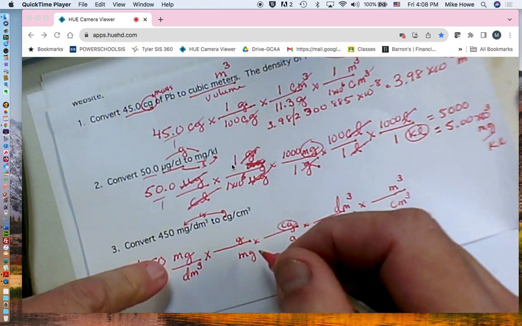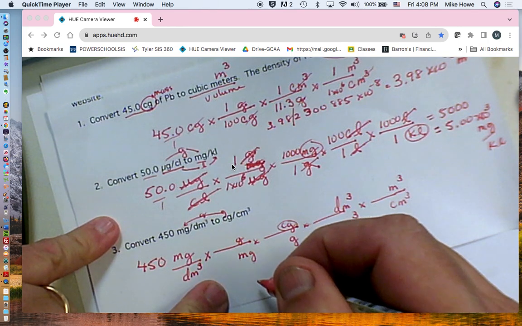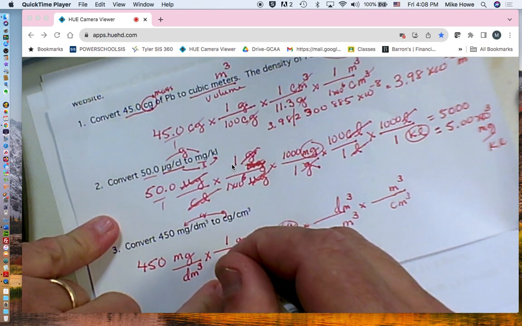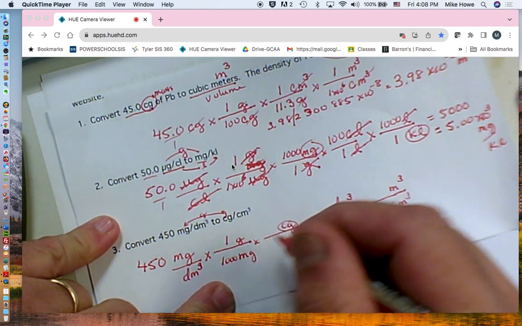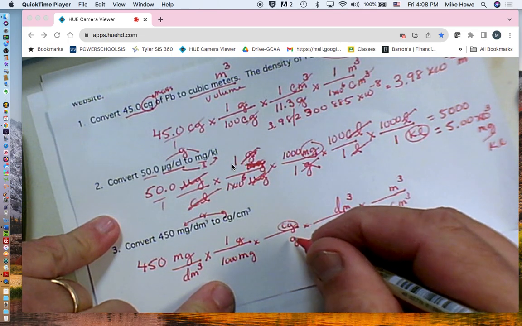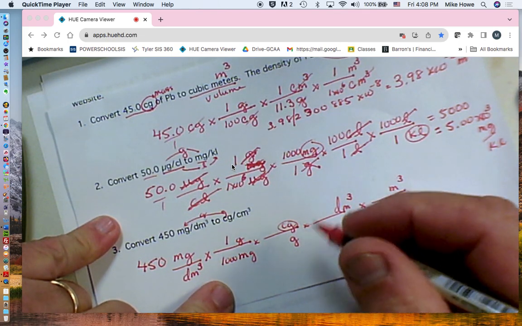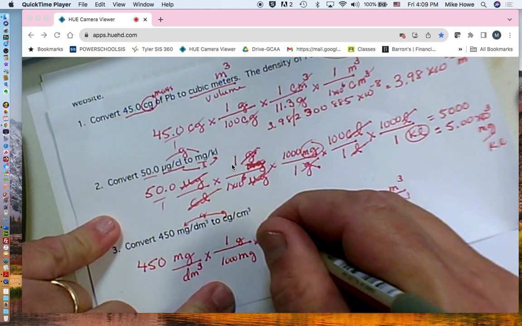So which is bigger, a gram or a milligram? Grams are. So 1 gram is 1,000 milligrams from our things list. Which is bigger, a gram or a centigram? A gram is. So one of those is 100 of those.